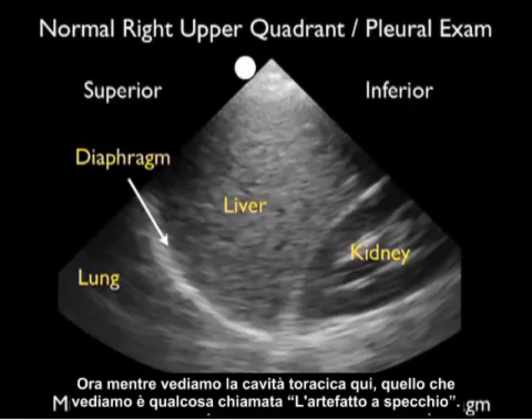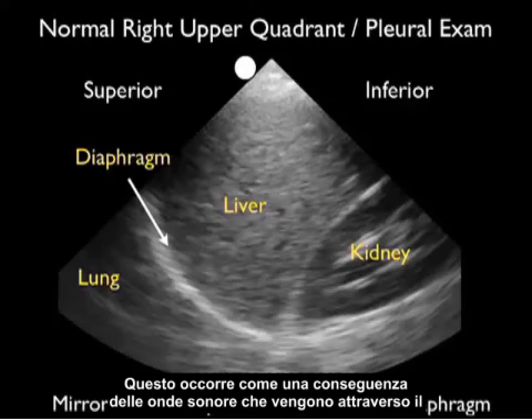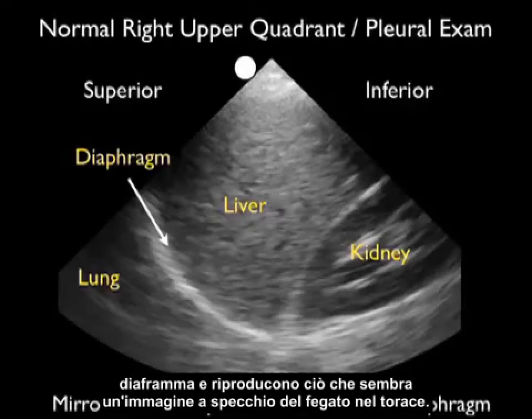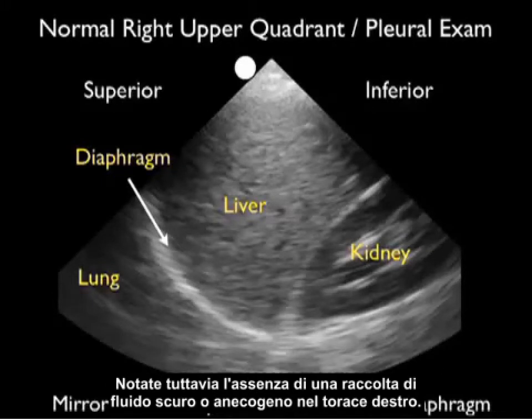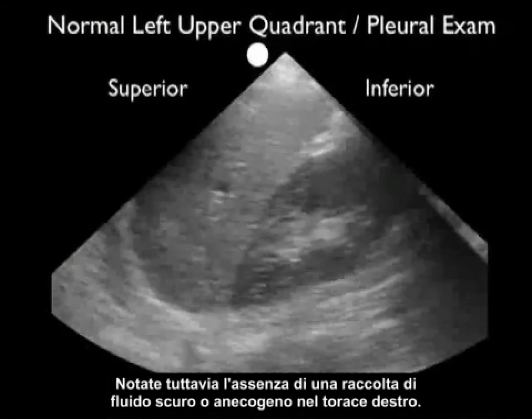Now, while looking at the thoracic cavity here, what we see is something called mirror artifact. This occurs as a result of the sound waves coming through the diaphragm and reproducing what looks like a mirror image of the liver within the chest. This is a normal appearance of the thoracic cavity, and mirror artifact is something that will be seen commonly on bedside sonography. Notice, however, the absence of a dark or anechoic fluid collection within the right chest.